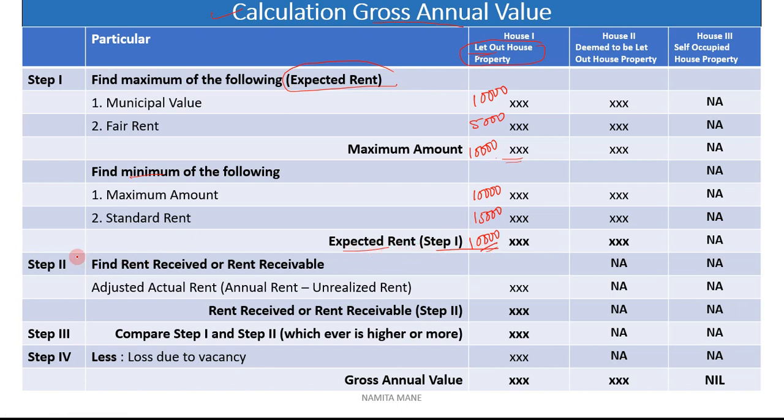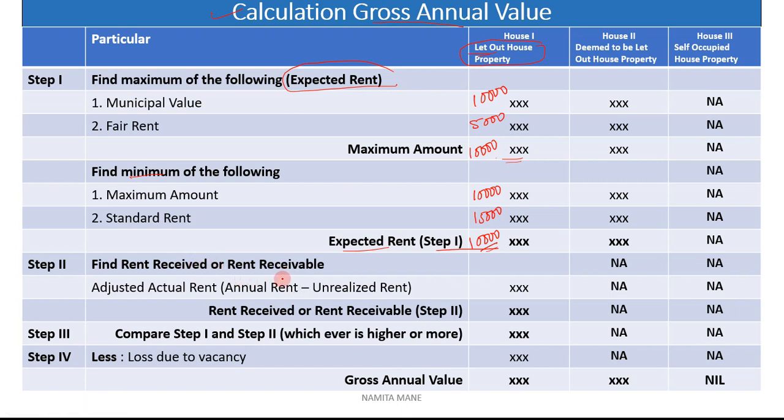Now step number 2 is to find the rent received or rent receivable, that is, the adjusted actual rent. In the previous slide I explained what annual rent and unrealized rent are. So step 2 is to find rent received or rent receivable.